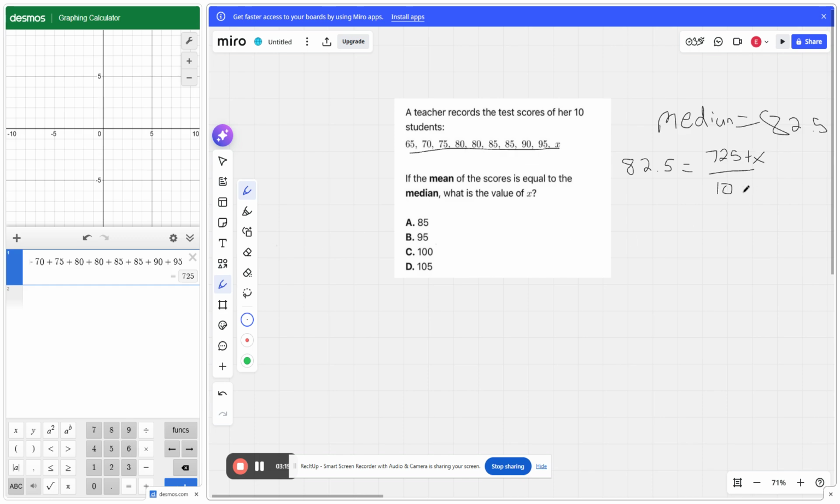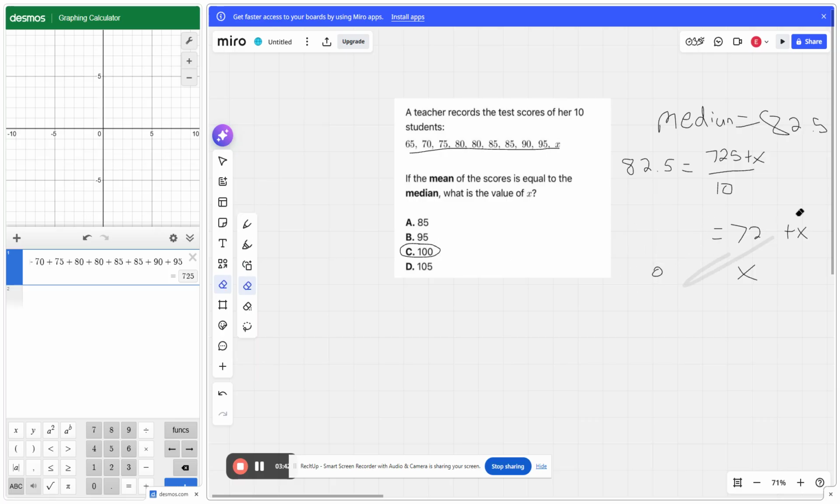From here, we just simplify the question down by multiplying by 10 and subtracting, so we get x equals 100. So our value of x would be C, 100, and that would be our answer. It's a very easy problem. If you really just understand what a mean and median is, it's not too difficult to understand.